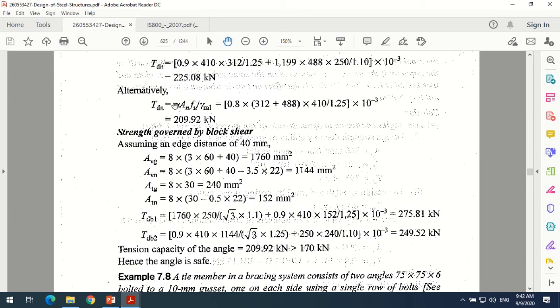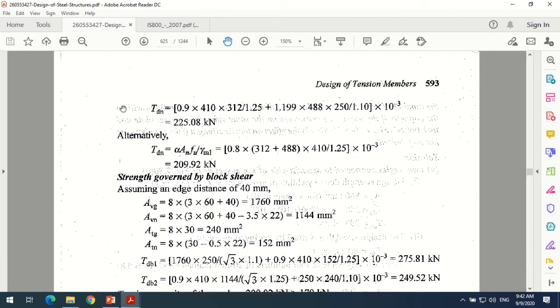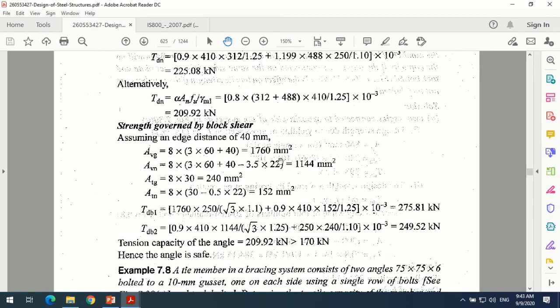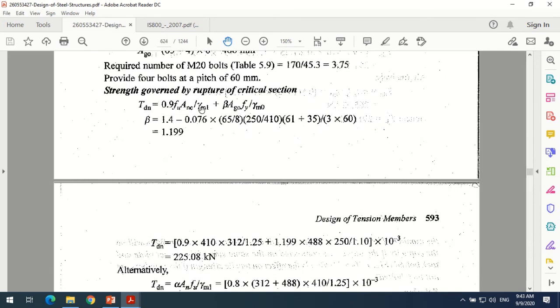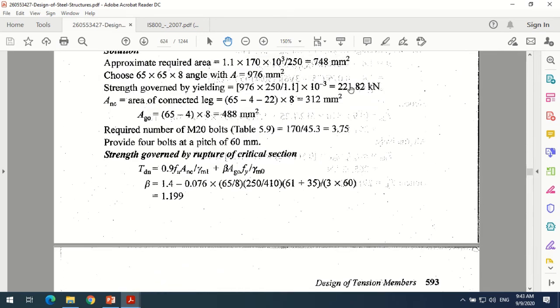It has been taken from this equation. This is an approximate equation that can be used for calculating the rupture strength. I'll just ignore this over here. If I just consider 249, 225 and this 221, then 221.82 will be our design strength under tension.